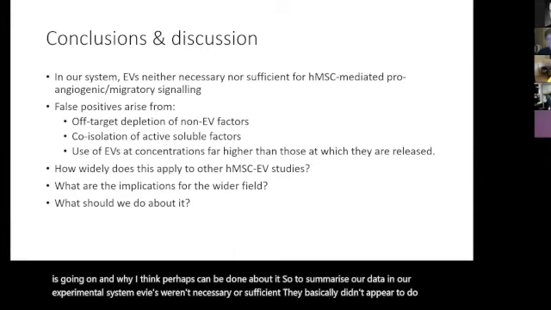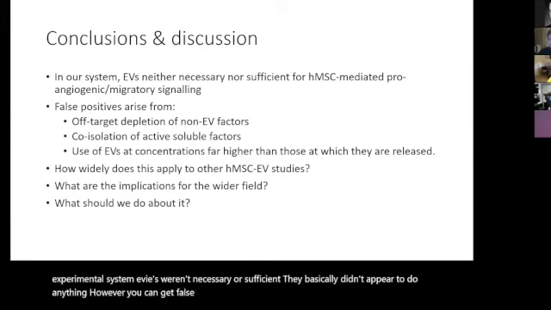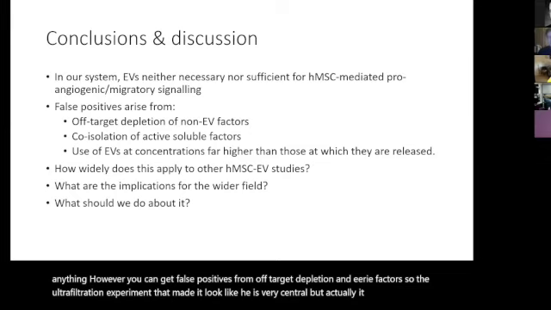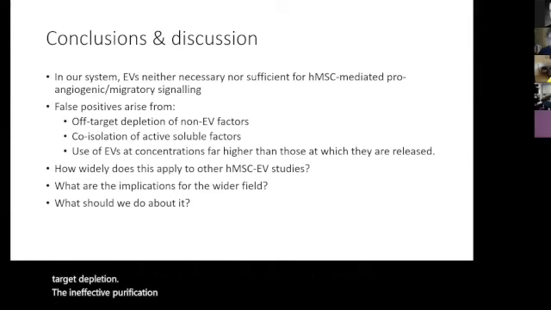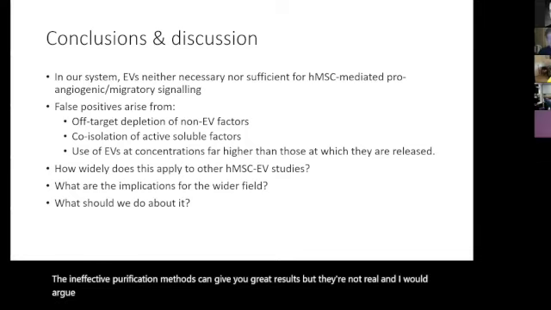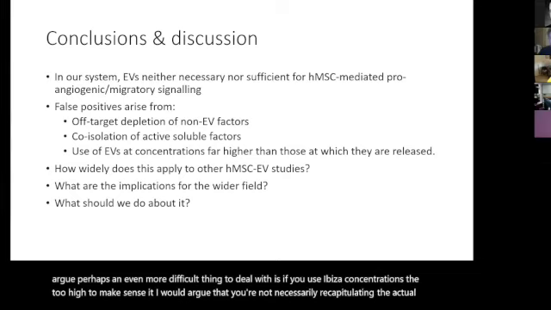However, you can get false positives from off-target depletion of non-EV factors. So the ultrafiltration experiment that made it look like EVs were essential, but actually it was off-target depletion. An ineffective purification method can give you great results, but they're not real. And I would argue perhaps an even more difficult thing to deal with is if you use EVs at concentrations that are too high to make sense, you're not necessarily recapitulating the actual effect you originally observed, you're chasing something else.